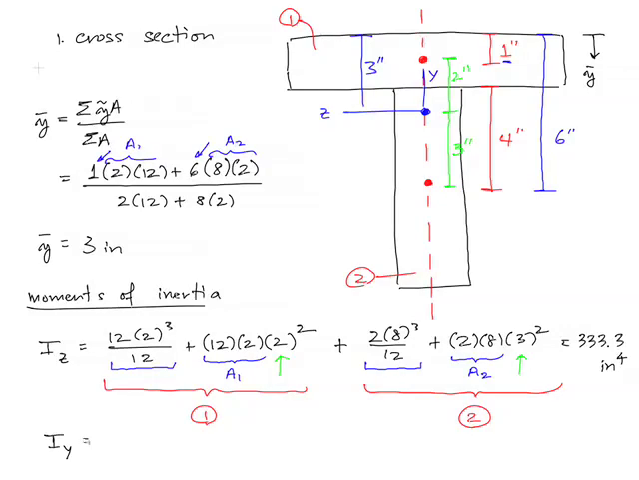There's just BH cubed over 12 kind of pieces because, as you saw up here, all of the centroids are located on this same center line. So by the argument of the parallel axis theorem, all the d's in the AD squared parts go to 0 when we're looking at the y-axis. All right, so we can just go ahead and write where we're going to flip the b's and the h's from the IZ calculation. So it's going to be like 2 times 12 cubed over 12 plus 8 times 2 cubed over 12. That turns out to be 293.3 inches to the fourth.